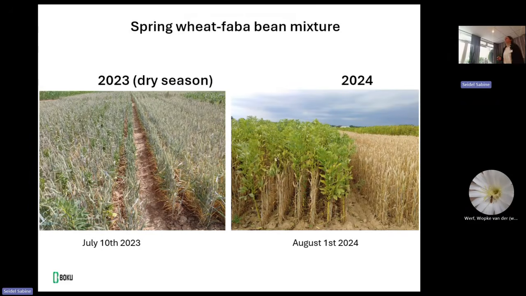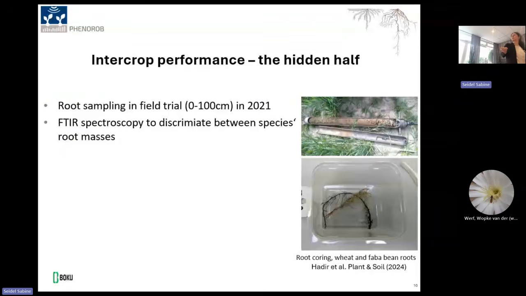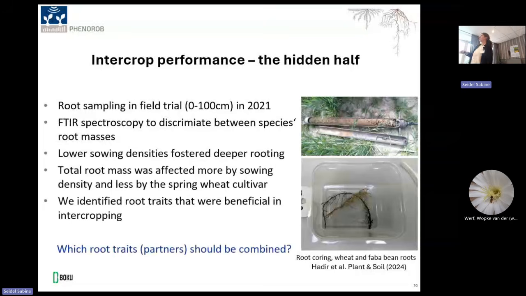And then I told you also that we did some root exploratory work. We took a core up to 1 meter depth with this electric camera. And we discriminated between the species with FTS spectroscopy, and there we also tested the effect of different sowing densities, which was very strong, much stronger than the cultivar effect. The lower sowing density especially fostered deeper rooting, whereas when we had a very high sowing density, the plants invested a lot in the shoots. They try to get the light, and they invested much less into the roots.